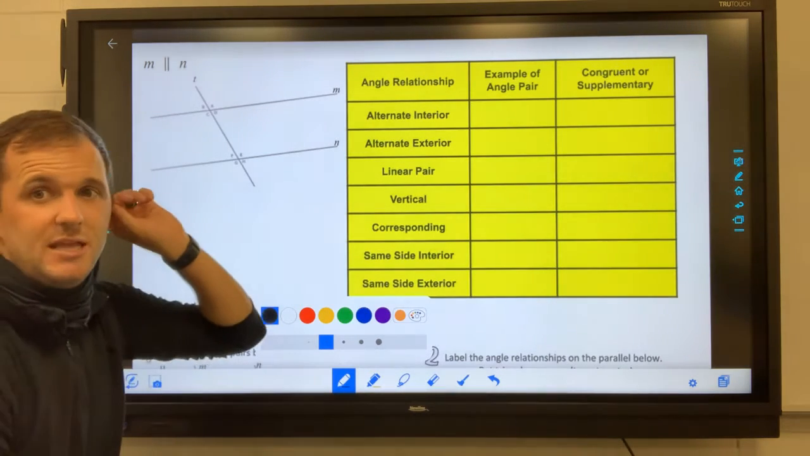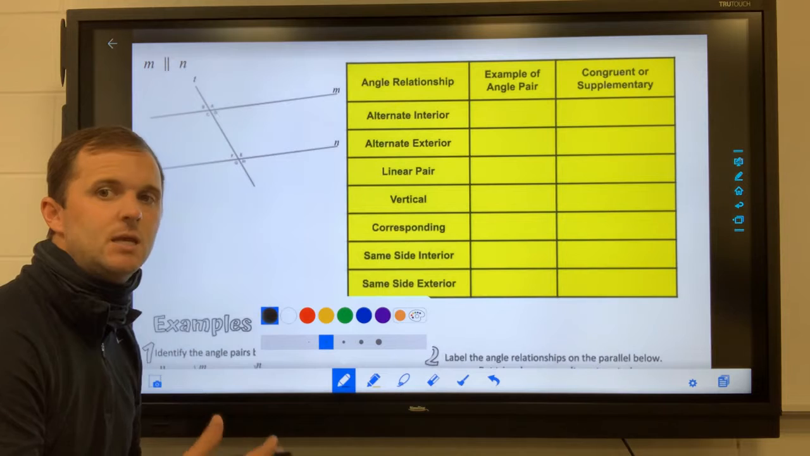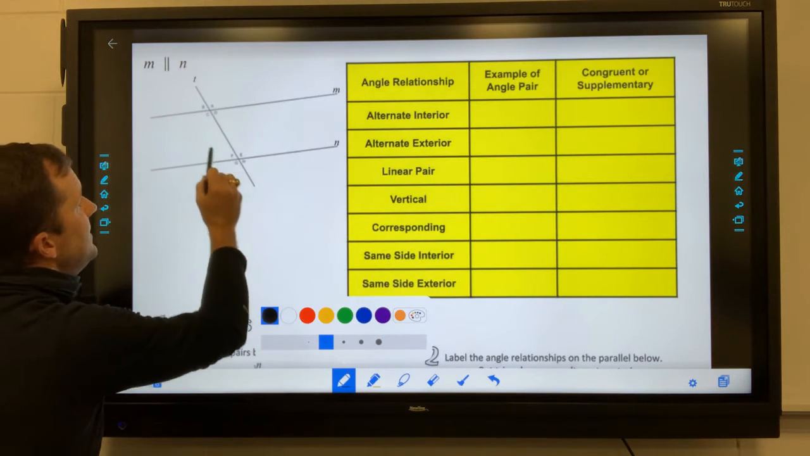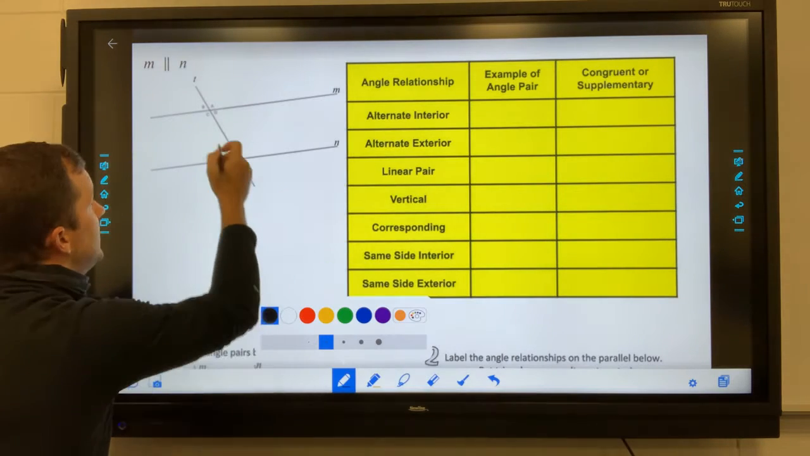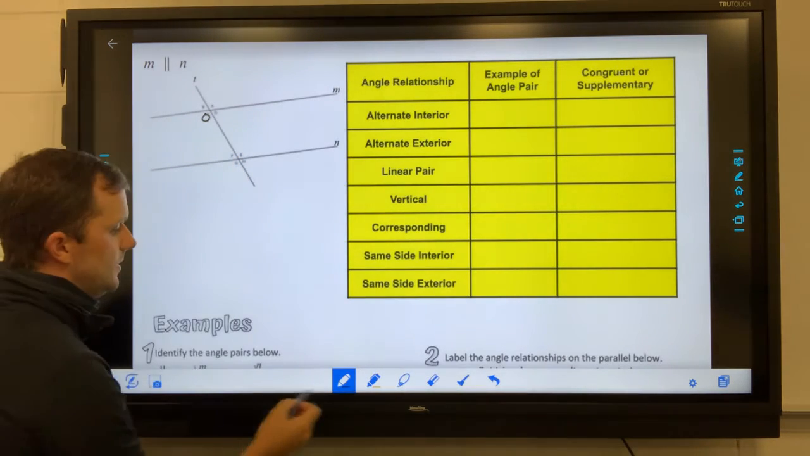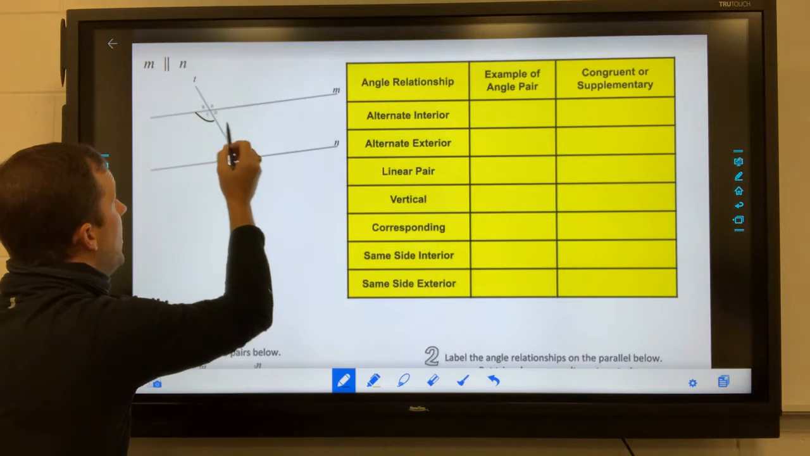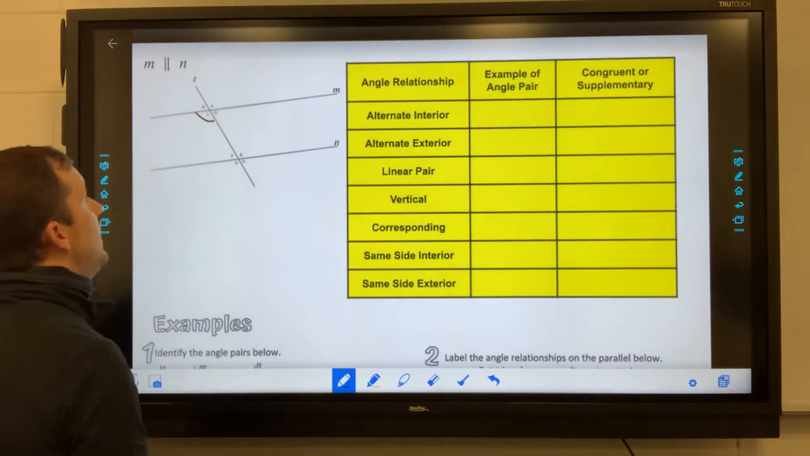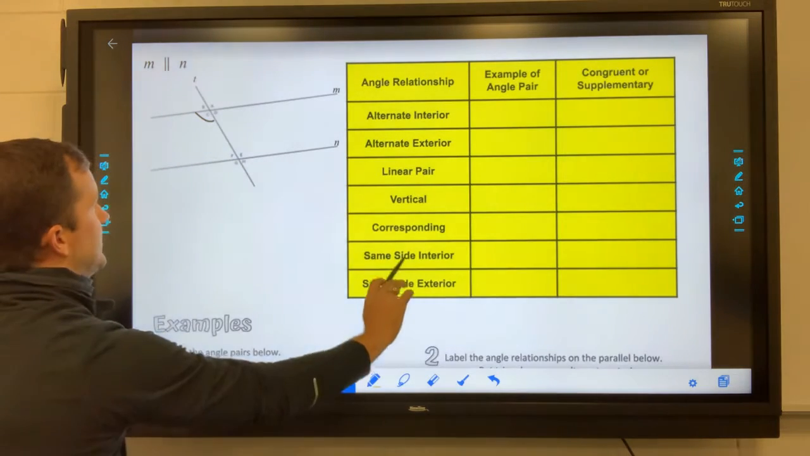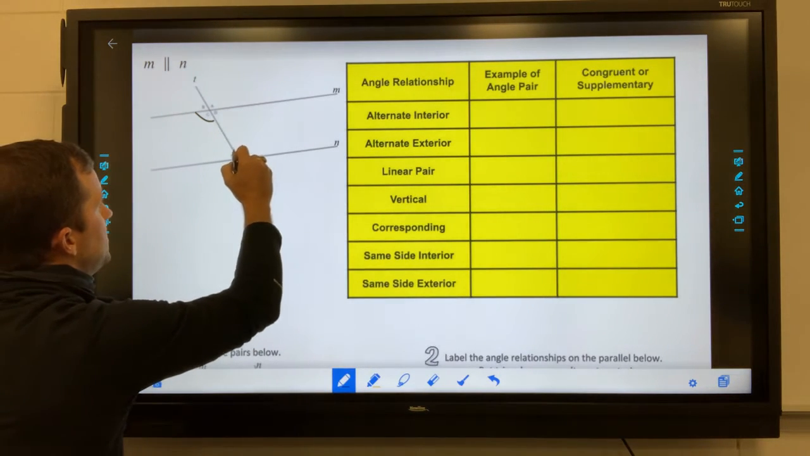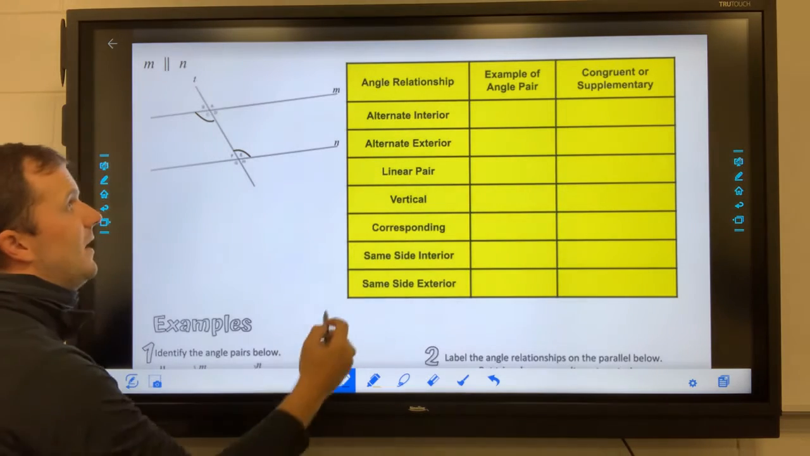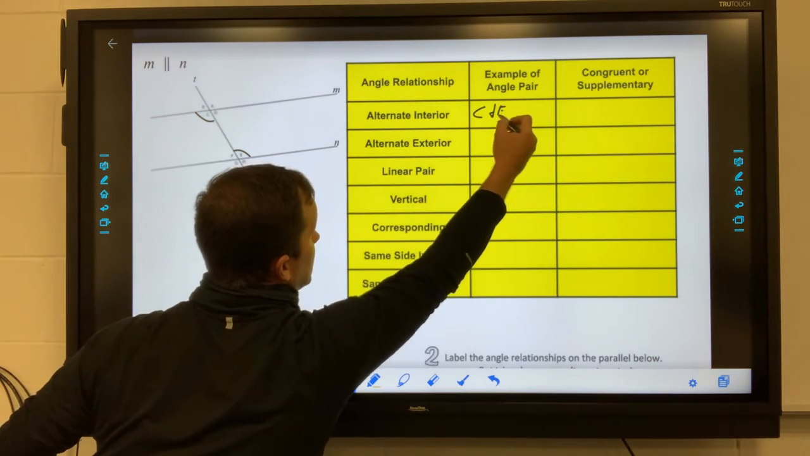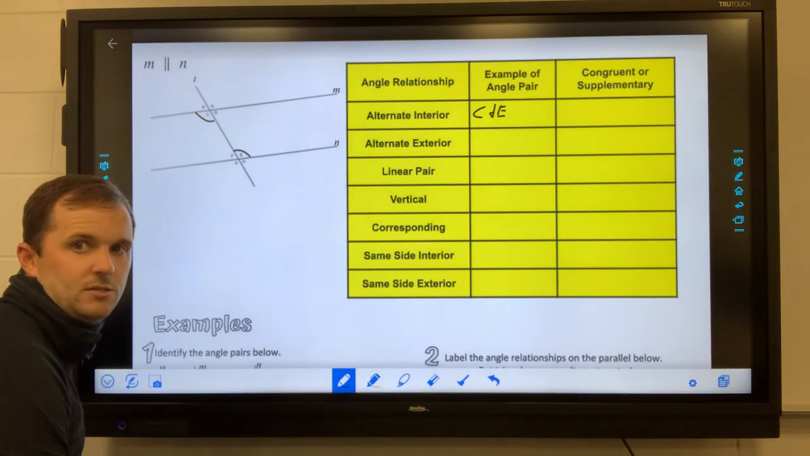So first, alternate interior. Remember, alternate means opposite sides. Interior means inside the parallel lines. So I'm going to look at all the interior angles right now. Let's just look at angle C right here. Angle C is alternate to D and E because those are also interior, okay? But C and D are going to be something different in a second. C is going to be alternate interior to E. So the angle pair C and E are alternate interior to each other.